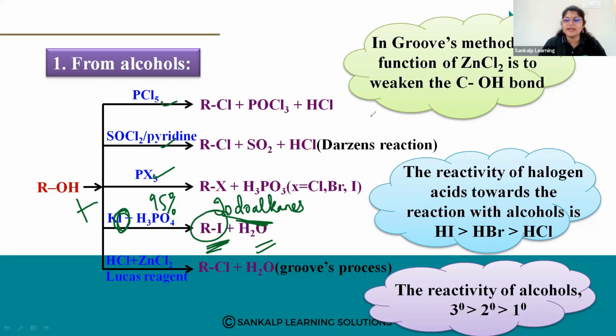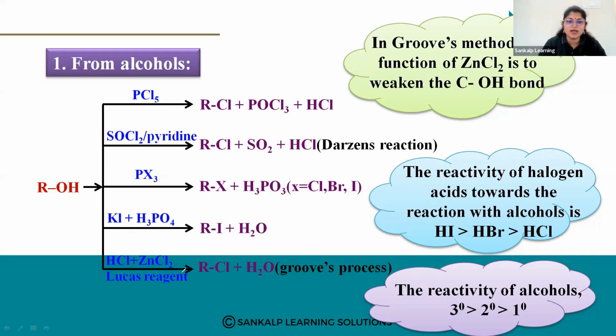Then the next reaction is with Lucas reagent. What is Lucas reagent? It is concentrated HCl plus anhydrous ZnCl2. Anhydrous ZnCl2 means there are no water molecules associated; the moisture is removed. If you treat alcohols with concentrated HCl and anhydrous ZnCl2, you obtain alkyl chloride plus water as the byproduct.